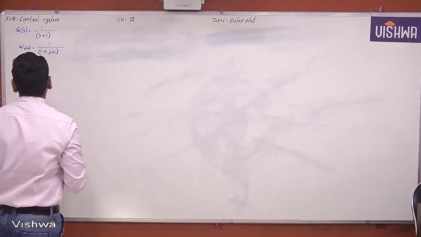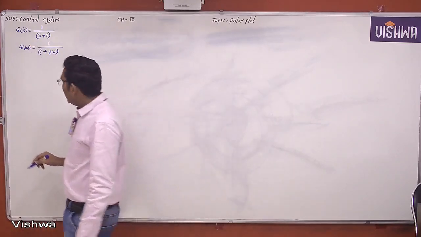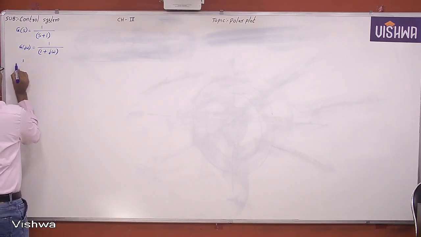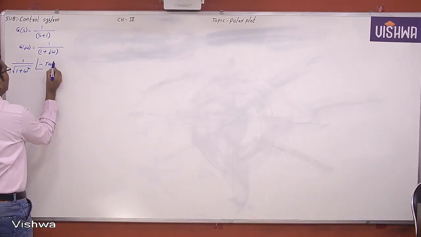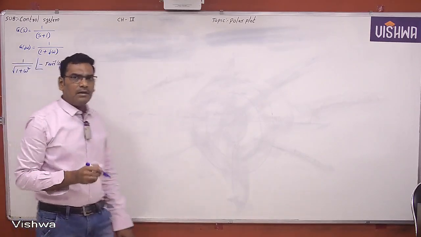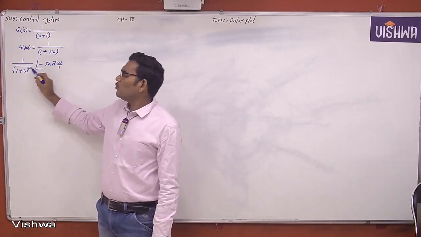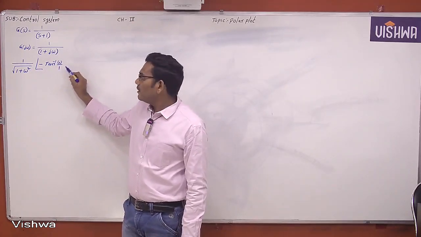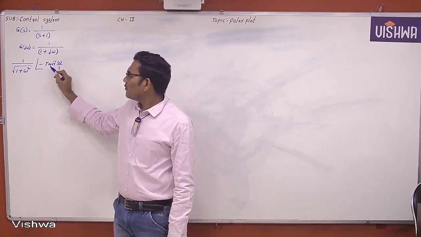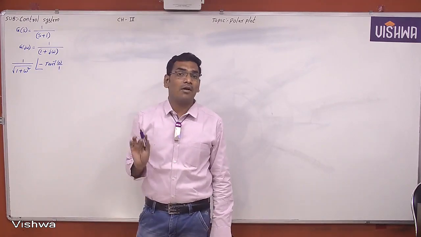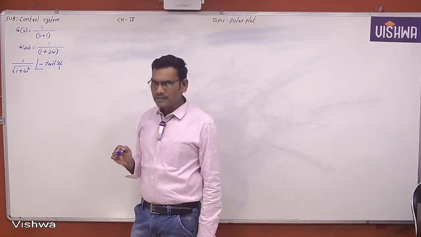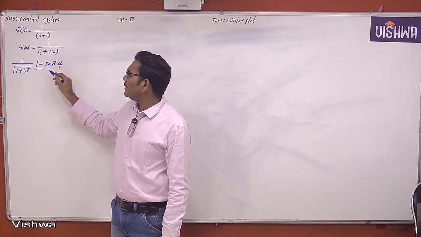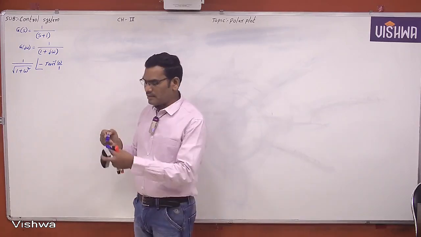Now what is the magnitude? For 1 divided by 1 plus j omega, the magnitude is 1 divided by the square root of a square plus b square. The phase angle is minus tan inverse of imaginary part by real part. Students, whenever you find the magnitude and the phase angle, first identify whether the phase angle is independent of frequency or depends upon frequency. Magnitude you can also check, but the important parameter here is the phase angle.